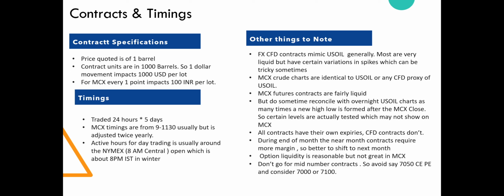Okay. Another thing I noticed is that near the end of the month, the margins increase for the near month contract. So if it's the current month contract, margin will increase. Maybe it is good to shift around 2 to 3 days before the expiry is coming. So maybe it is good to shift to next month contracts, which become liquid by that time, and you can save on margin, etc.